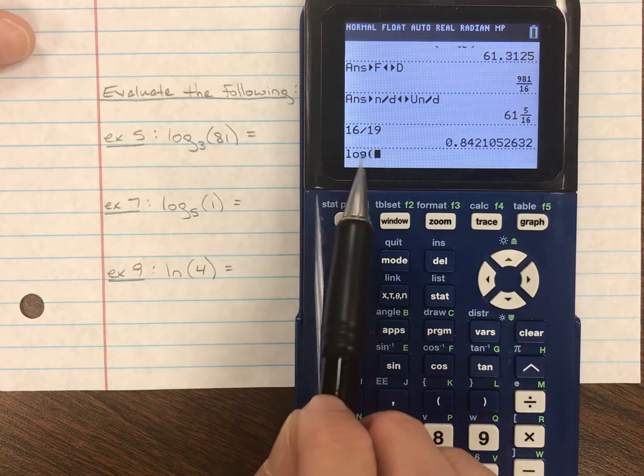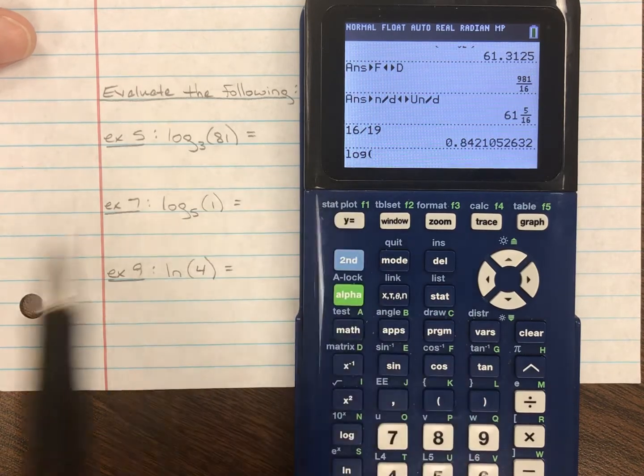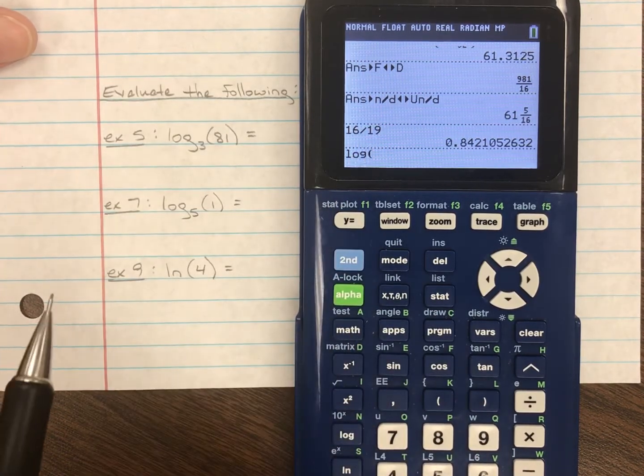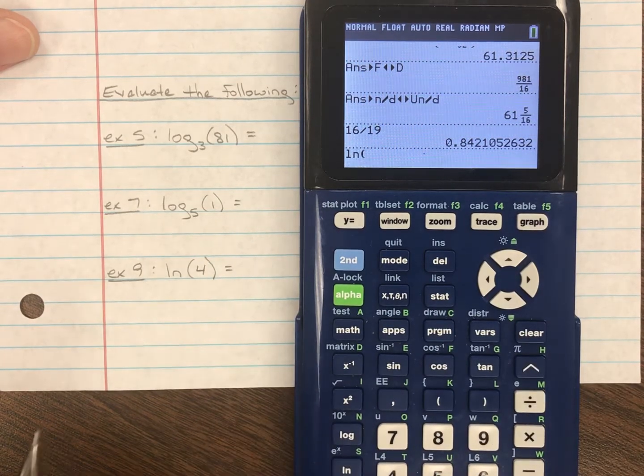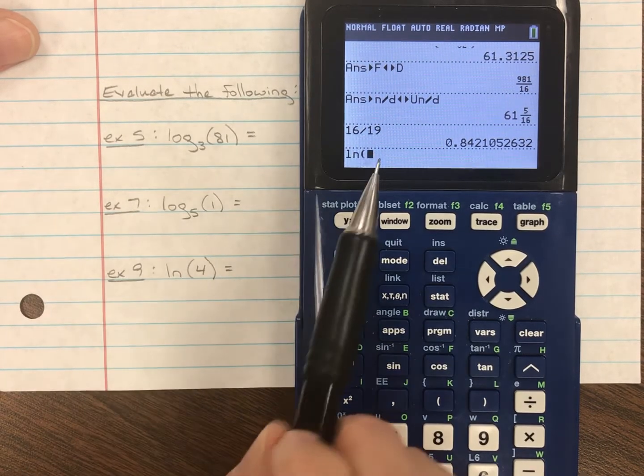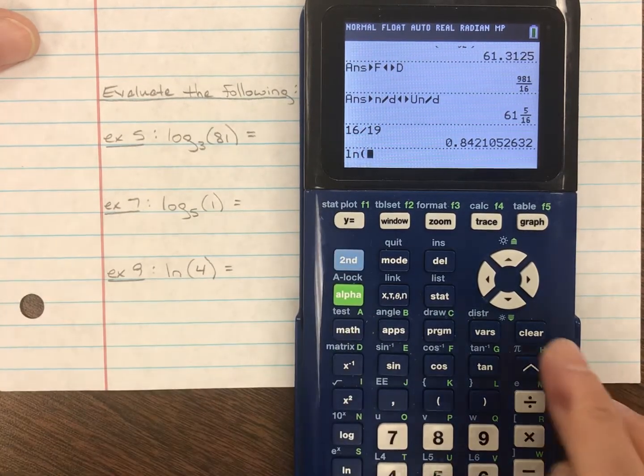So you don't have to write the 10 because it assumes there's a base 10 when you just write the log with no base. Okay, I'm going to clear that. And again, here's that natural log, which we know has a base of e. Again, we don't write it. It's just assumed, it's just known to be there.